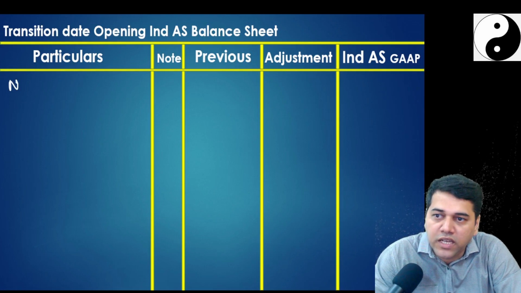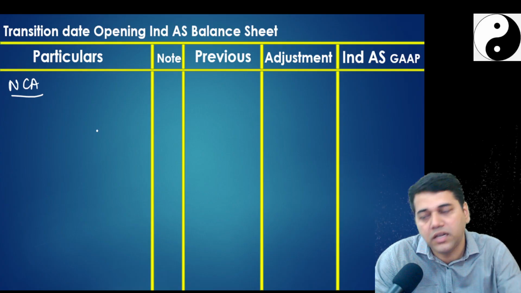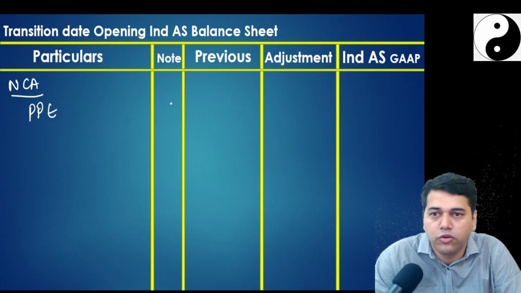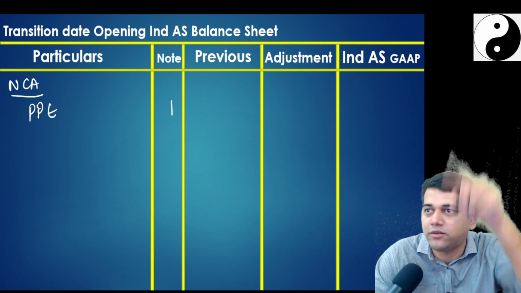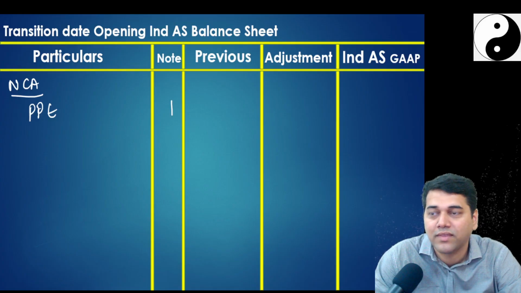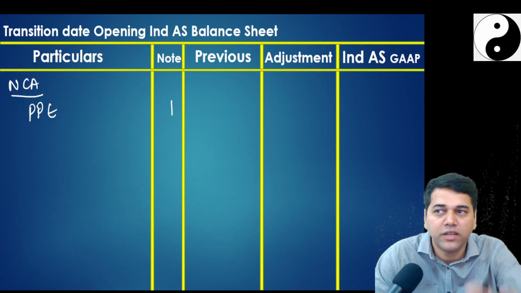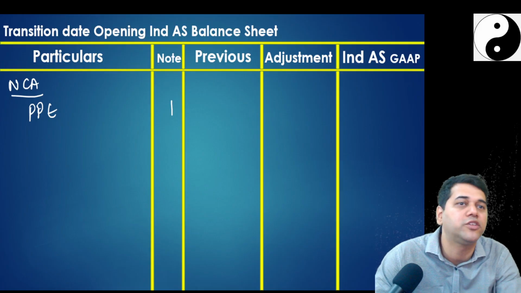First, I'll start with the non-current assets. Under non-current assets, I have got PPE, note number 1, and then the adjustment. In fact, you can leave some space, write the note number, go to the notes to accounts and write all these details.